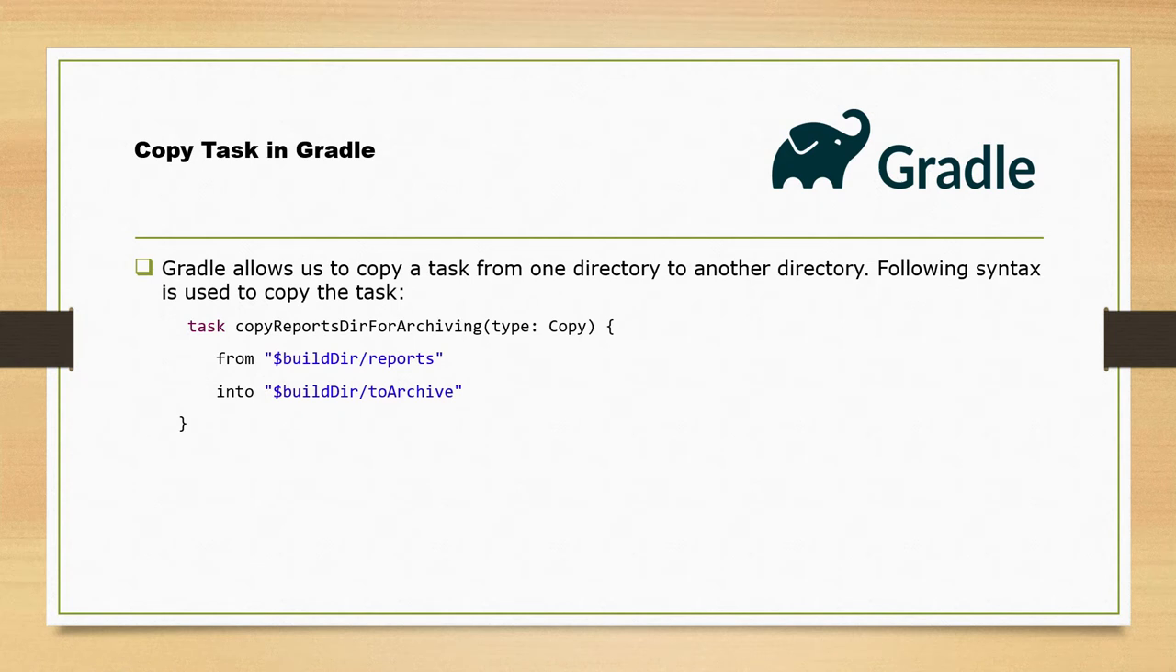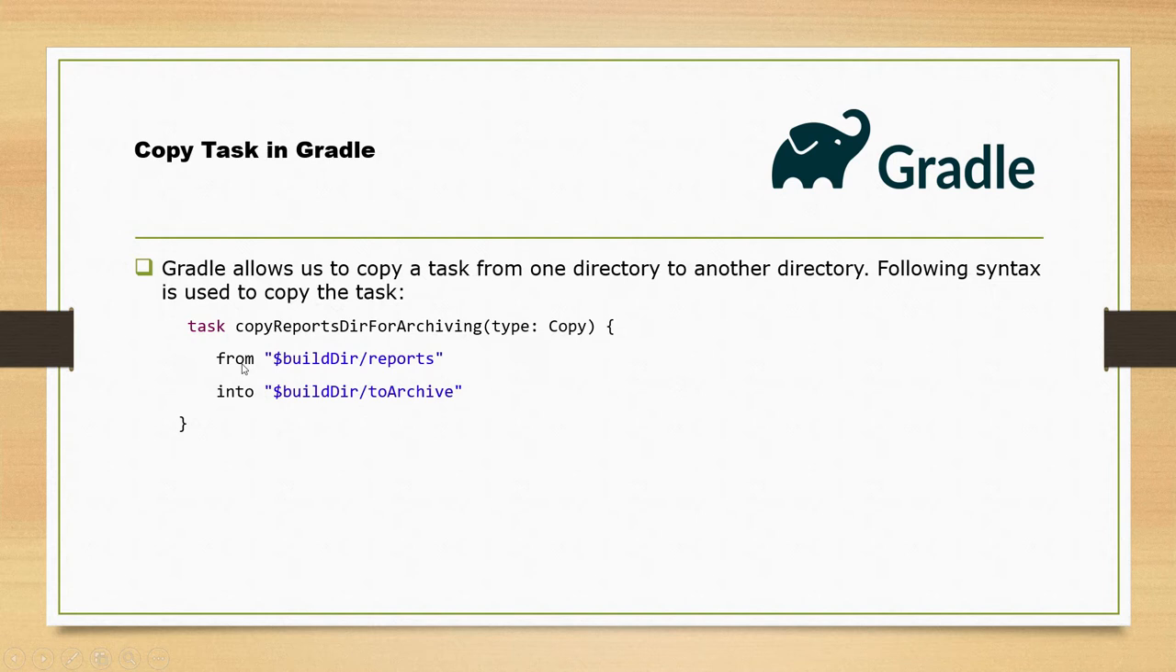Now we'll talk about one of the very famous tasks in Gradle, that is called the copy task, right? Gradle allows us to copy files from one directory to another directory, right? And this is the syntax. So here you can specify your task name, and this should be preceded with task. And here this Copy, which starts with a capital C, is the type that really exists in Gradle. So you have to give it exactly like this in brackets, right?